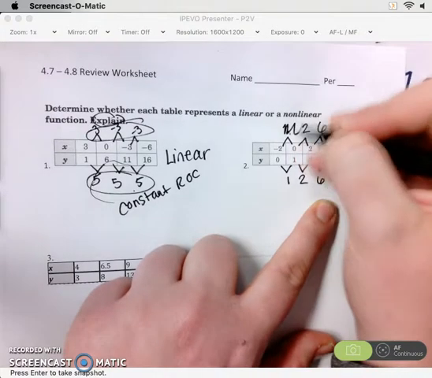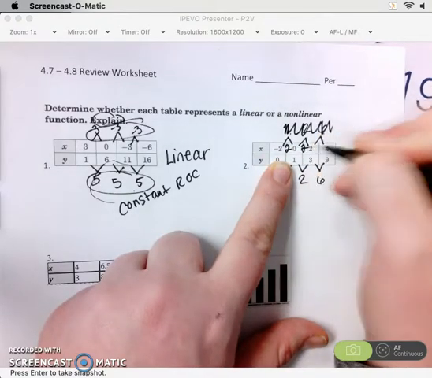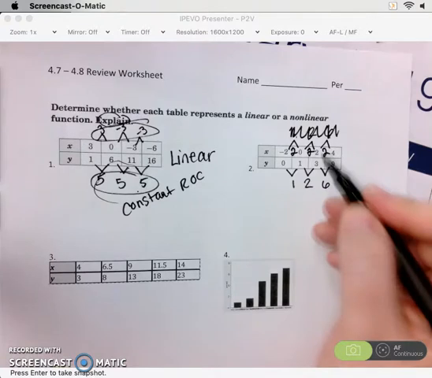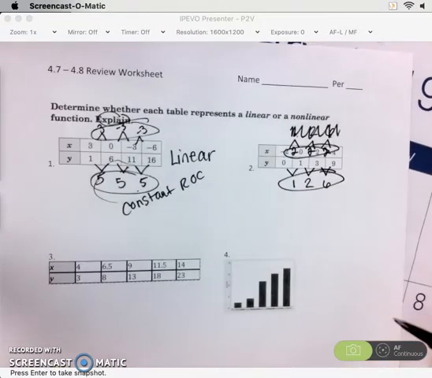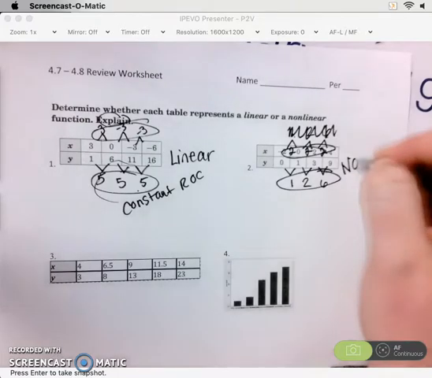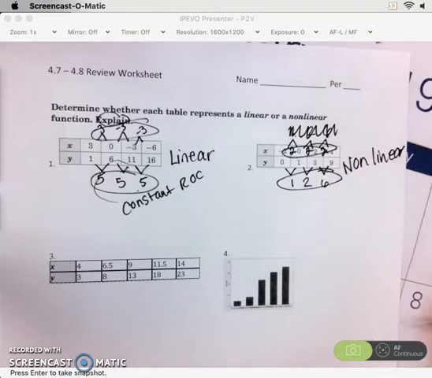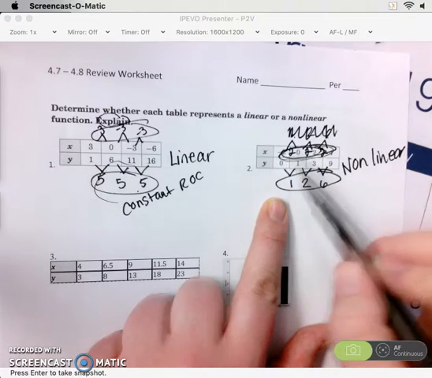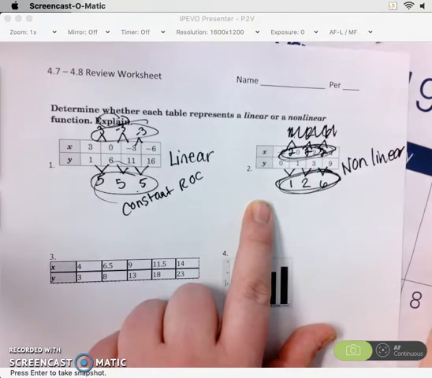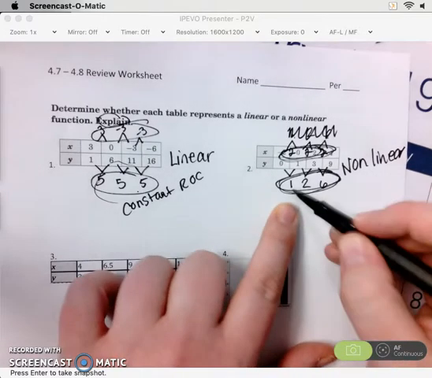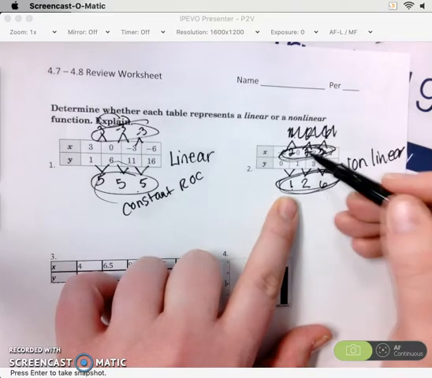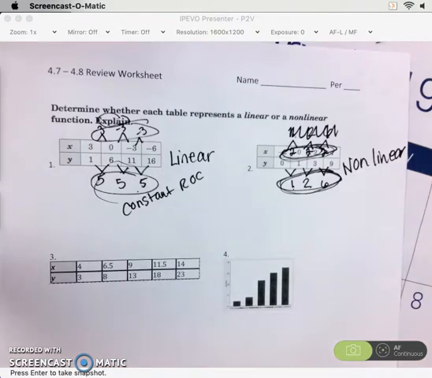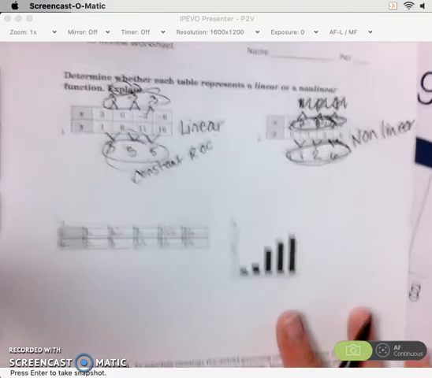But these are not 1, 2, and 6, right? These are all 2, or adding 2 each time. So if these are the same, but these are different, then it is non-linear. They don't need to be, but if the whole top row is the same, then these all have to be the same. Because 1 over 2 is different than 2 over 2 and 6 over 2. Nonlinear, not a constant rate of change.